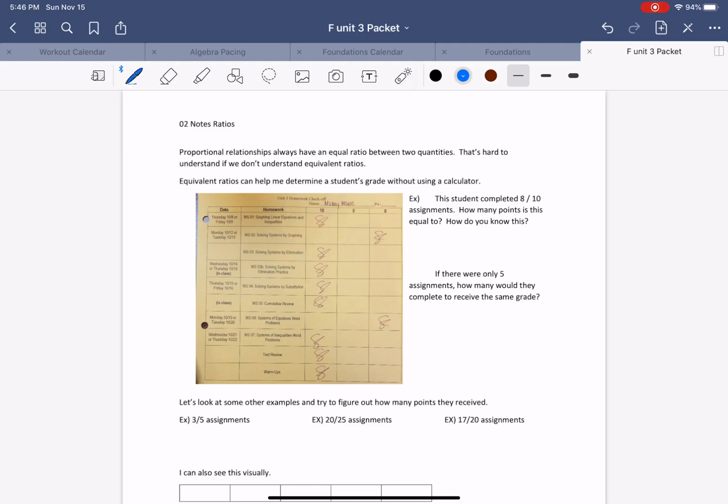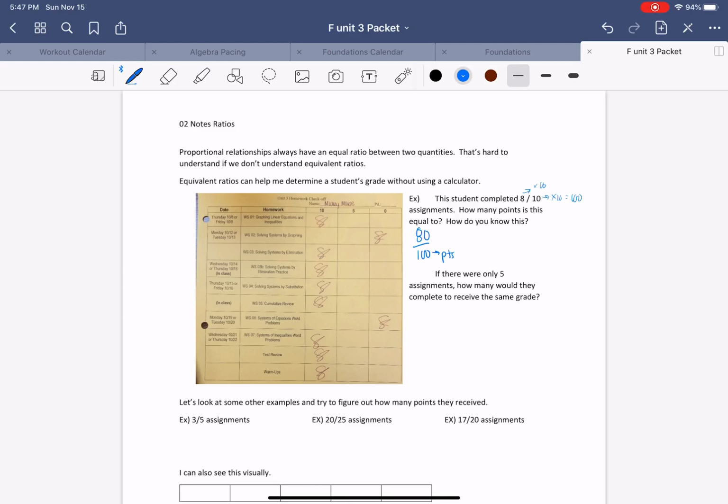So looking at this, the student completed 8 out of 10 assignments, and I know that's equal to 80 out of 100 points. Now, I know this because every assignment's worth 10 points. But if I'm trying to figure out their grade out of 100 points, 10 times 10 is 100 points, so I can multiply 8 times 10 as well, and that gives me the grade.